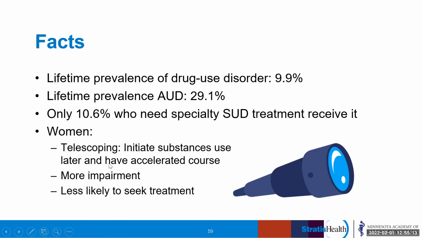Women tend to, telescoping is a real thing. They tend to initiate substances later in life, and then they get more severe and they decompensate much faster, and they're much less likely to seek treatment. So especially if you're doing a lot of women's health in your practice, everybody should have screening, but these are the patients who are going to be a little bit harder to pull things out of. They're a little bit harder to get to go to treatment.